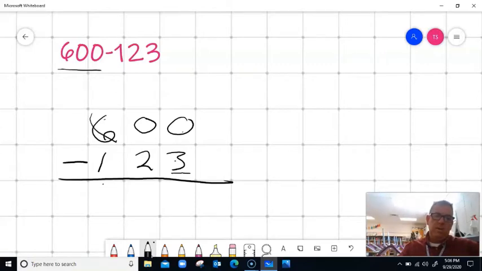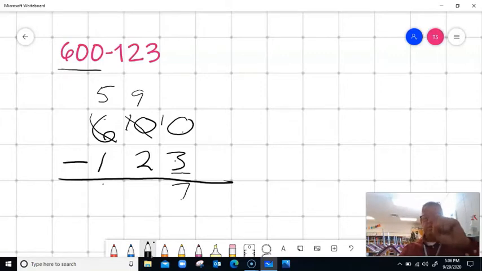And I'm going to take one of my hundreds, and that's going to leave me 5 hundreds. And if I move 100 to the tens place, that's 10 tens. And now I can take one of my tens, which will leave me 9 tens, and give me 10 ones. And now I can subtract. So 3 from 10 is 7. 2 from 9, we count up 2, 3, 4, 5, 6, 7, 8, 9 is 7.